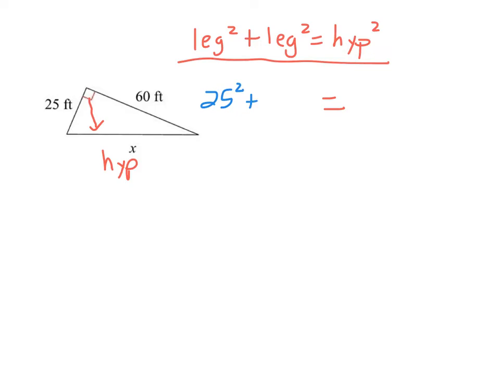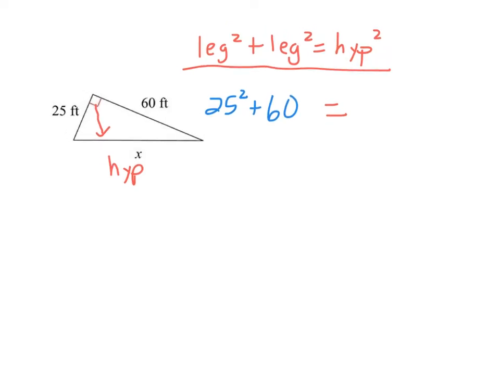Copying the plus sign, our other leg is 60. And then that has to equal our hypotenuse squared, and our hypotenuse is x. All right, so what we're going to do is grab a calculator. 25 times 25 is 625. Remember that you need to apply exponents before you add the two numbers together. So that's why I'm squaring the 25.